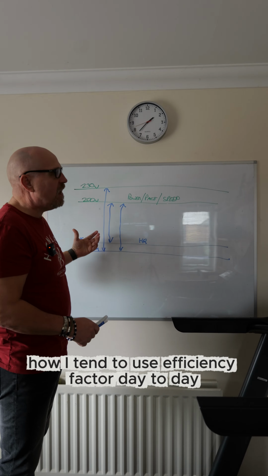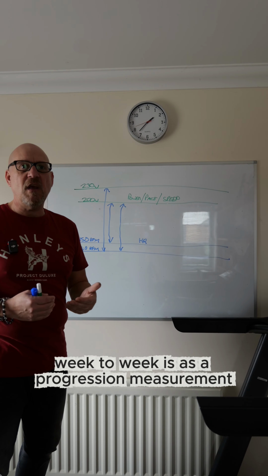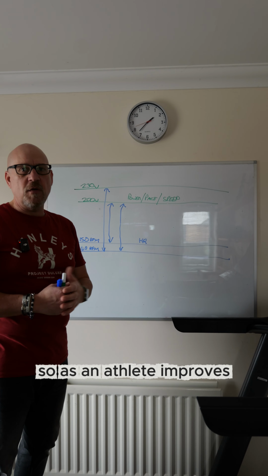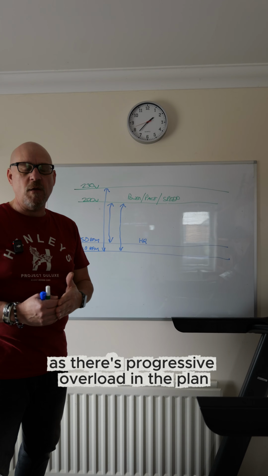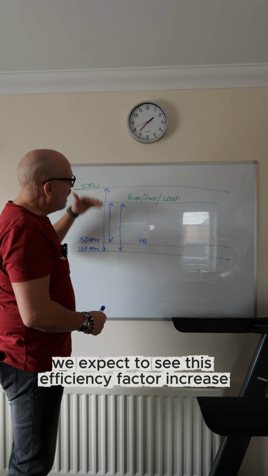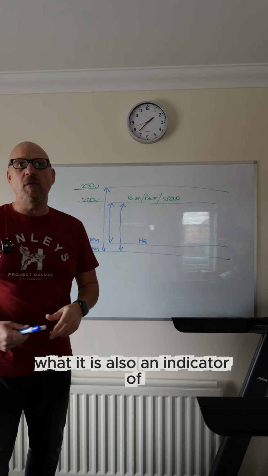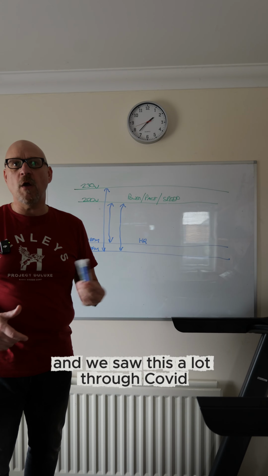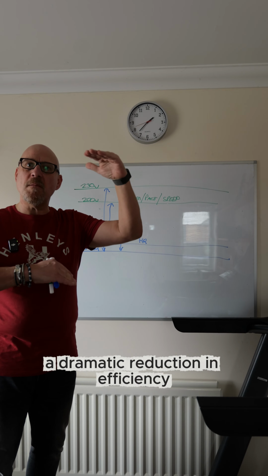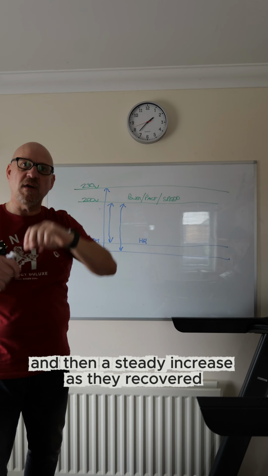Now, how I tend to use efficiency factor day to day, week to week, is as a progression measurement. So as an athlete improves, as there's progressive overload in the plan, we expect to see this efficiency factor increase. What it is also an indicator of, and we saw this a lot through COVID, is you would see, when that athlete was ill, a dramatic reduction in efficiency and then a steady increase as they recovered.